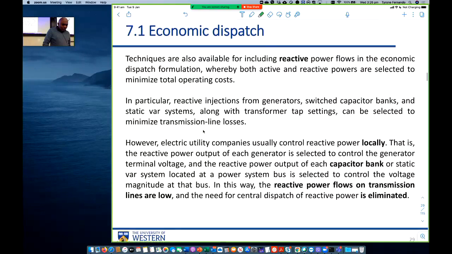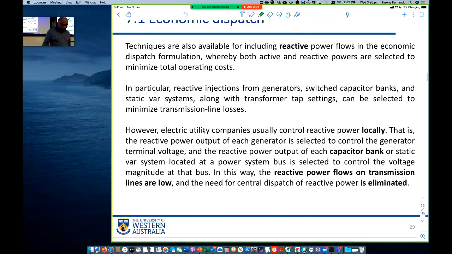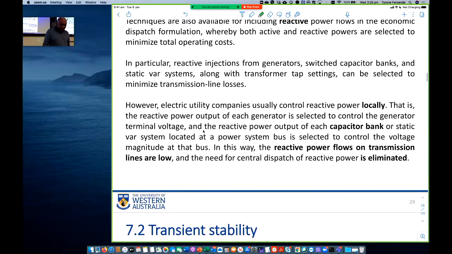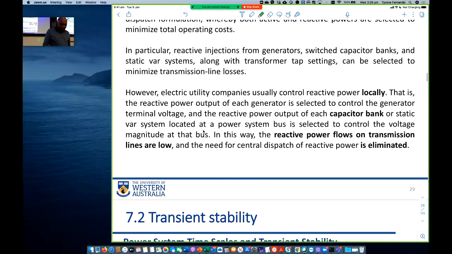However, electricity companies usually control reactive power locally, as I said. That is, the reactive power output of each generator is selected to control the generator terminal voltage, and the reactive power output of each capacitor bank or static VAR system located at the power system bus is selected to control the voltage magnitude at the bus. So in this way, reactive power flows on transmission lines are low, and the need for central dispatch of reactive power is eliminated.